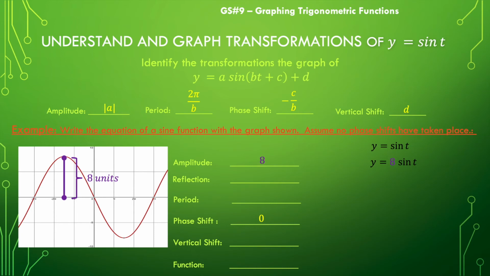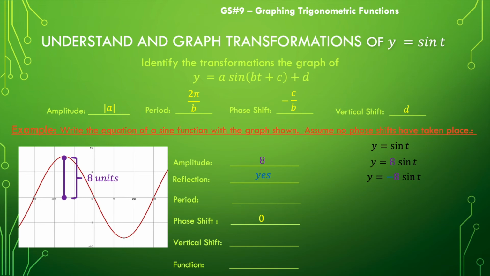Now, what do you think? Does this have a reflection? Is this reflected over the x-axis? How do we know that? Remember that since we know this has no phase shift, we can look at the y-axis and see what the behavior of the graph is directly to the right. Since it's going down into a valley first, we know that there is a reflection. So yes, there is. We need to add a negative to that coefficient.